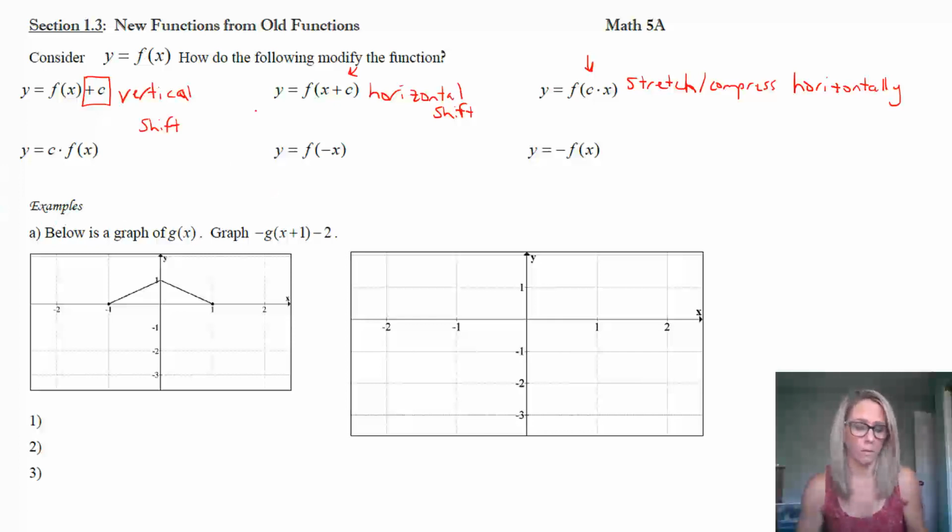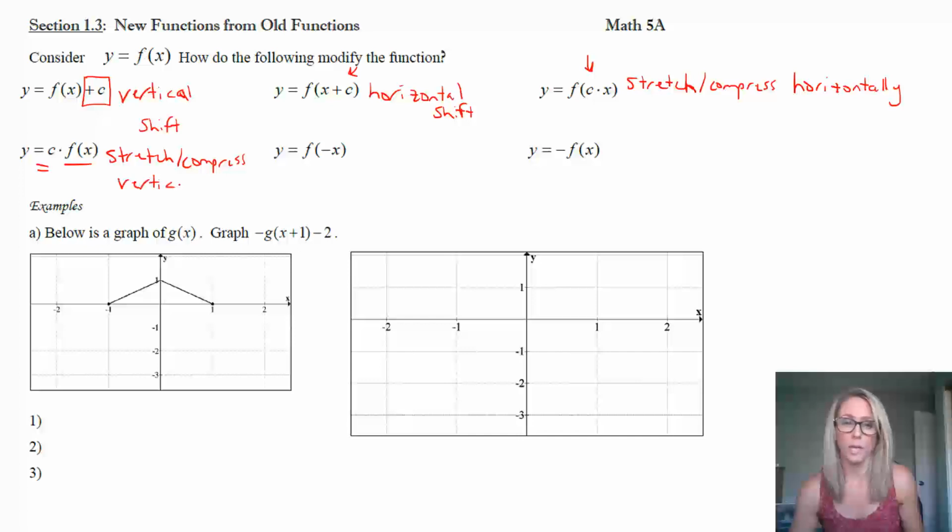When you take a constant and you change it by taking every y value and then multiplying it by a constant, you probably shouldn't be too surprised that this is also a stretch or a compress, but in the vertical direction. So it could take every y value and make it a lot bigger, or it could take every y value and make it a lot smaller, and so that's going to stretch or compress in the vertical.